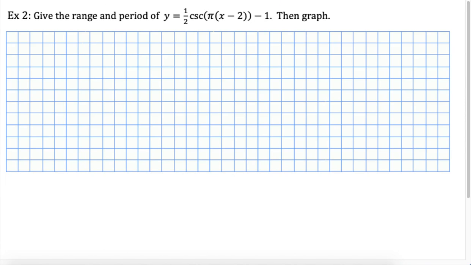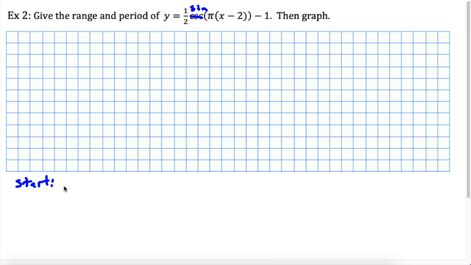Okay, let's do another example. Let's do a cosecant. So what we're really graphing here is sine to start. If it's cosecant, we're graphing sine. If it's secant, we're graphing cosine. So, same process.